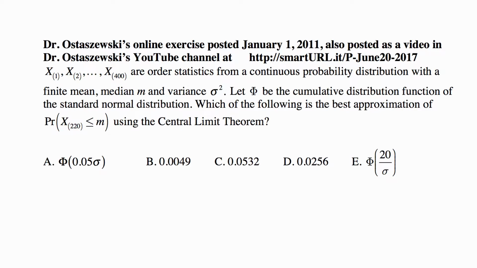So here is the problem for today. We have order statistics from a continuous probability distribution with a finite mean, median m, and variance sigma squared. They are X(1), X(2), and so on. So you have a random sample and you put it in order. Basically, that's what it is. Let Φ be the cumulative distribution function of a standard normal distribution. That's a standard notation as well. Which of the following is the best approximation of the probability that the 220th order statistic is less than or equal to m, the median of the distribution, using the central limit theorem. You have 5 choices here.